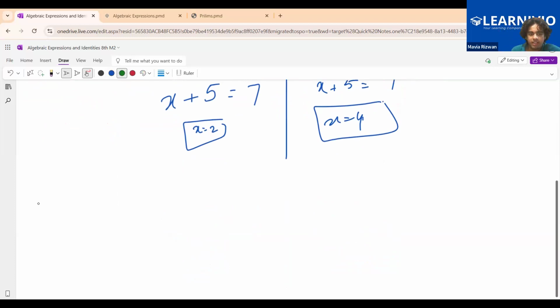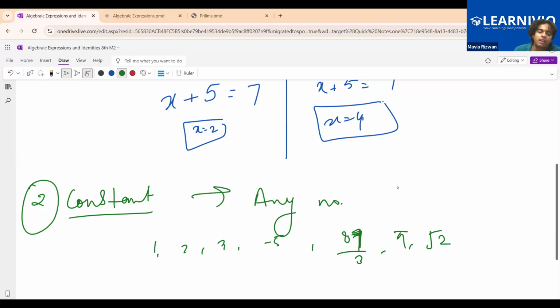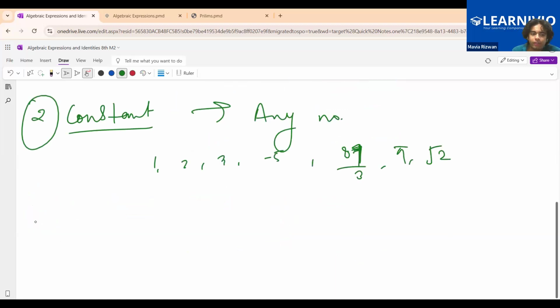Now, the second thing is a constant. Constant is any number. Simple. Any number. 1, 2, 3, minus 5, 87 by 3. Anything like that is a constant. Pi is a constant. Root 2 is a constant. All the numbers are constants. And the last thing that we know is known as a coefficient.